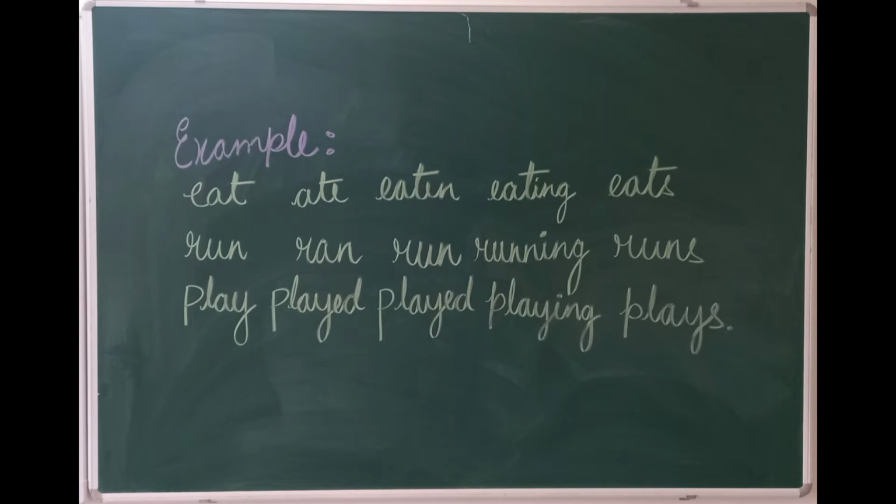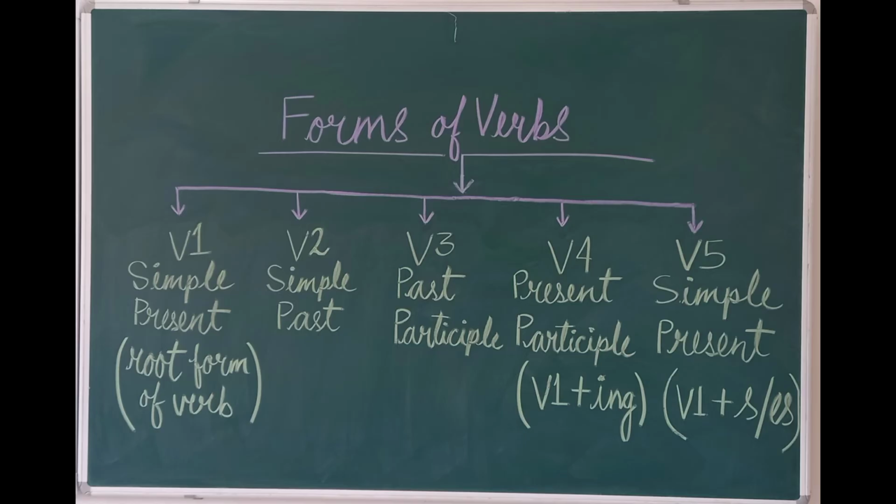Similarly, run, the root form of the verb, changes to ran, run, running, and runs. Play becomes played, playing, and plays. All right. So this is how the root form of the verb changes to different forms in different tenses. All right. There are five main forms of verbs.